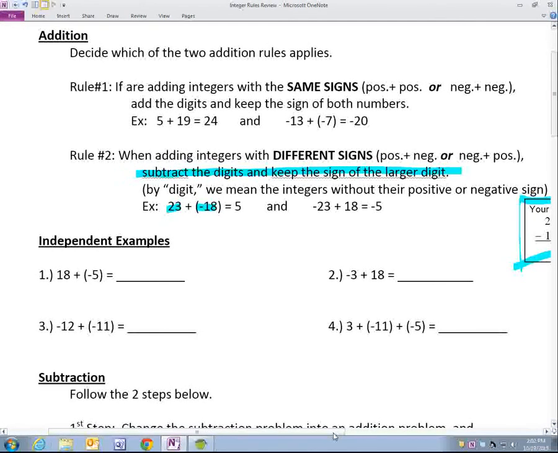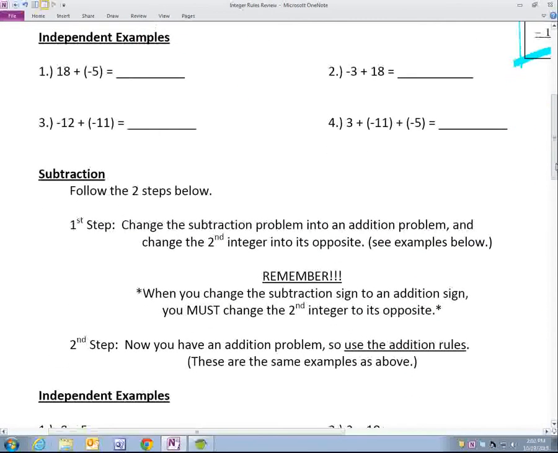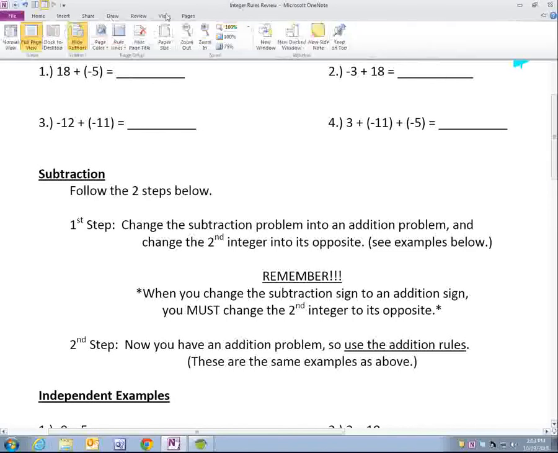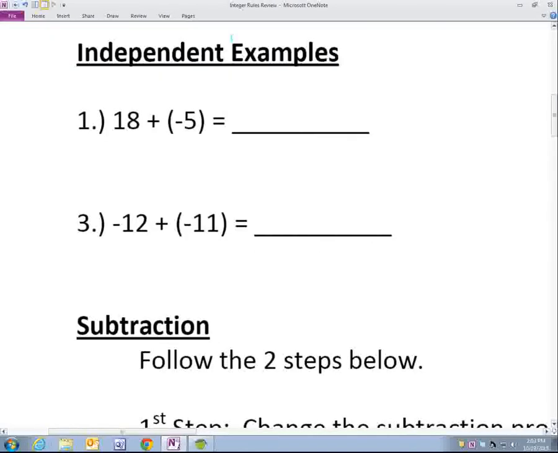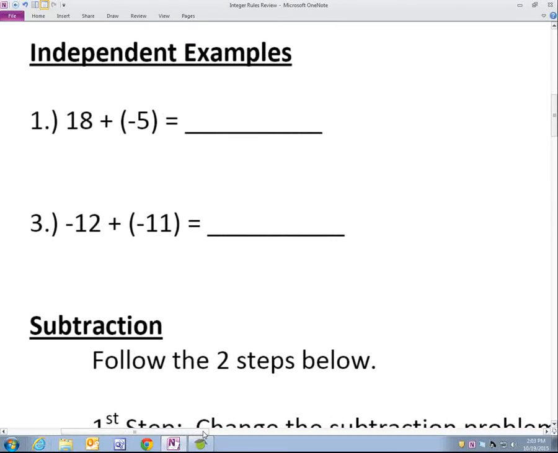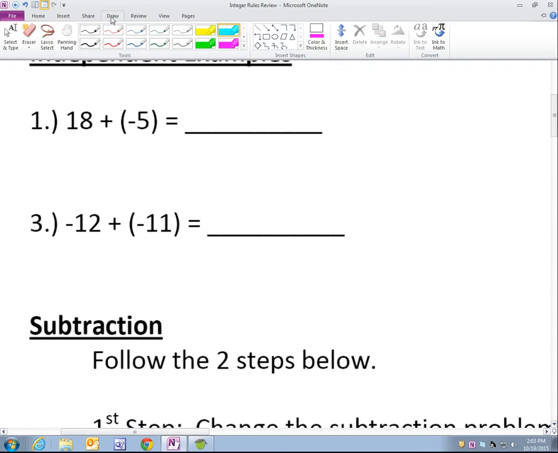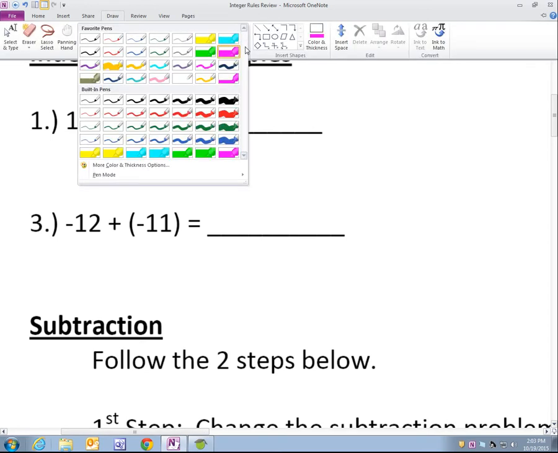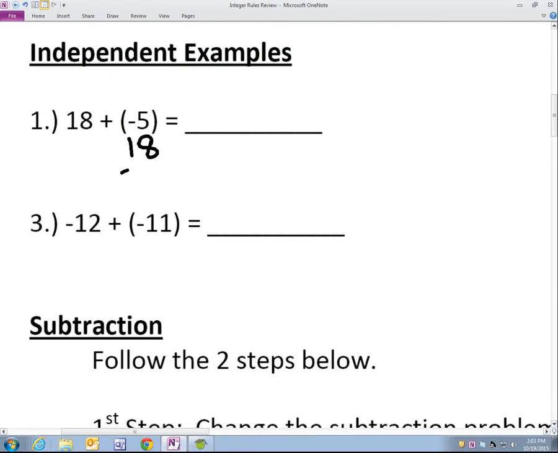All right. Independent together examples. We have 18 minus 5. Those are two different signs. So what I'm going to do is subtract 18 minus 5, which is 13. Beautiful. 13. And I know that that's a positive number because 18 has a higher absolute value than negative 5. I'm just going to go ahead and go down to number 3.